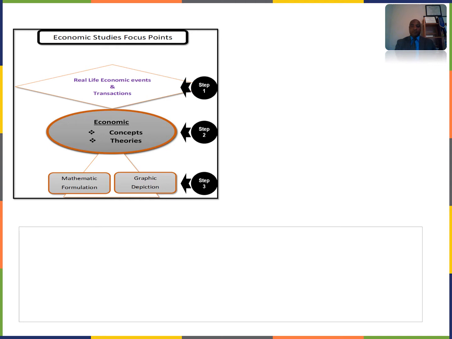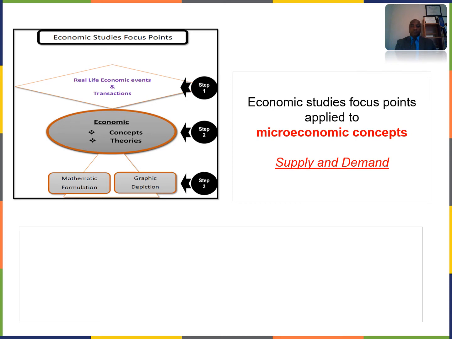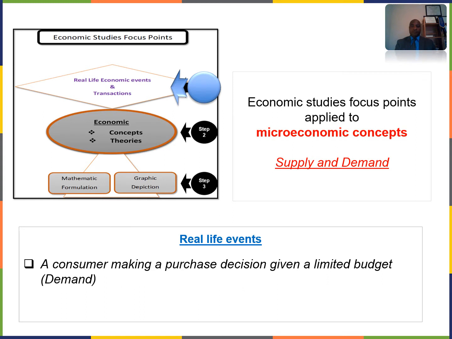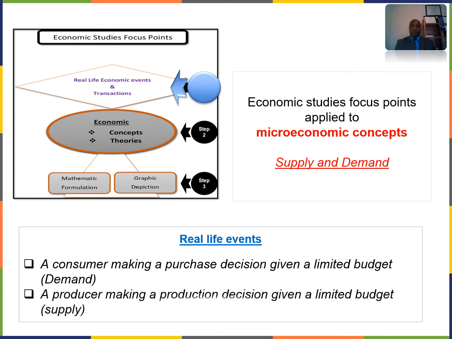So in this lesson, we will try to apply this economic study process in macroeconomics in terms of supply and demand. The real life event that we will begin with involves a consumer making a purchase decision given a limited budget. The next real life event we'll look into will be a producer making a production decision given a limited budget.